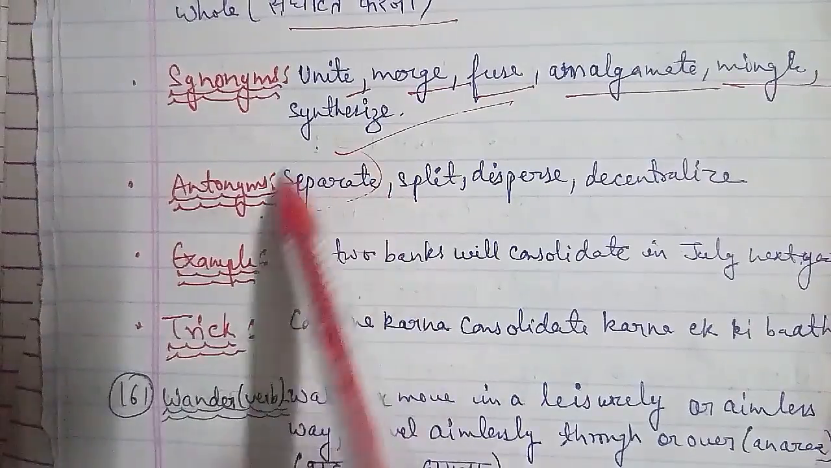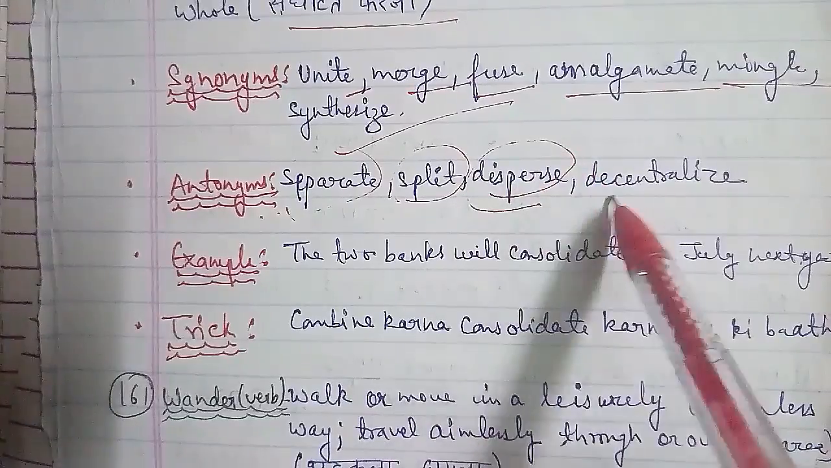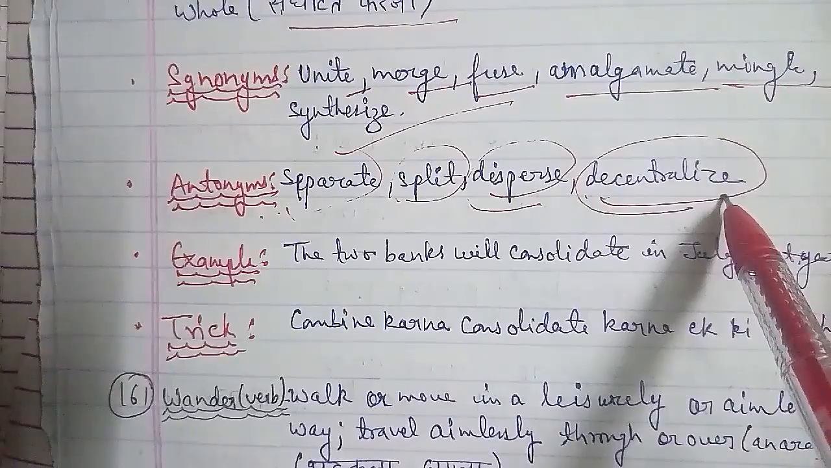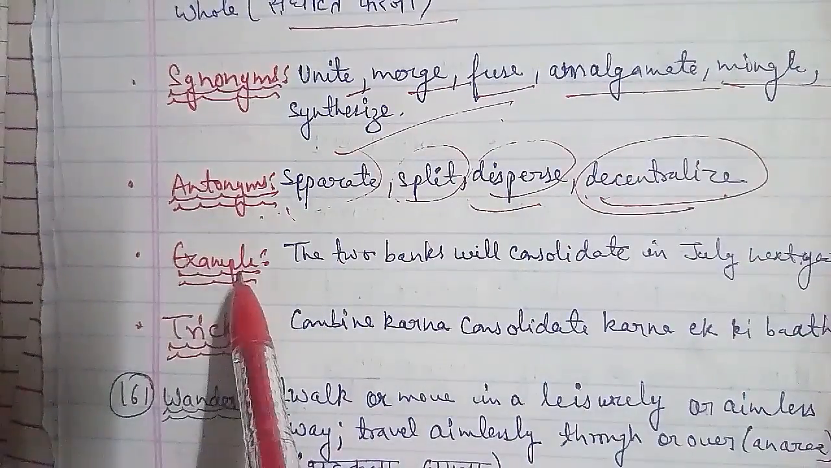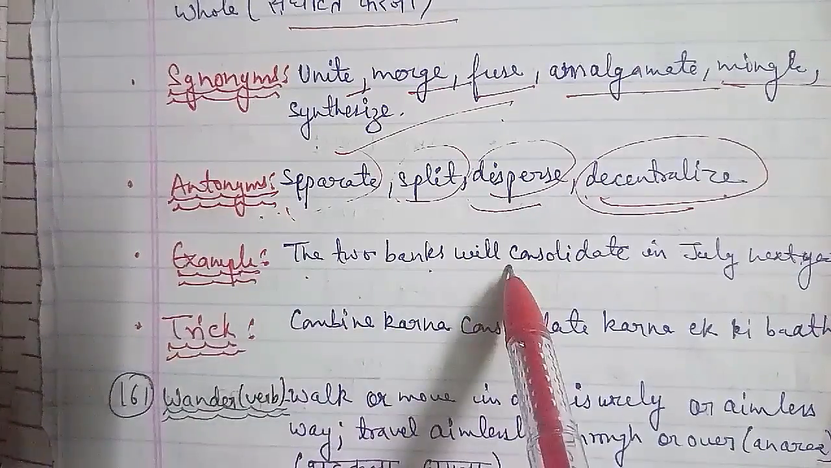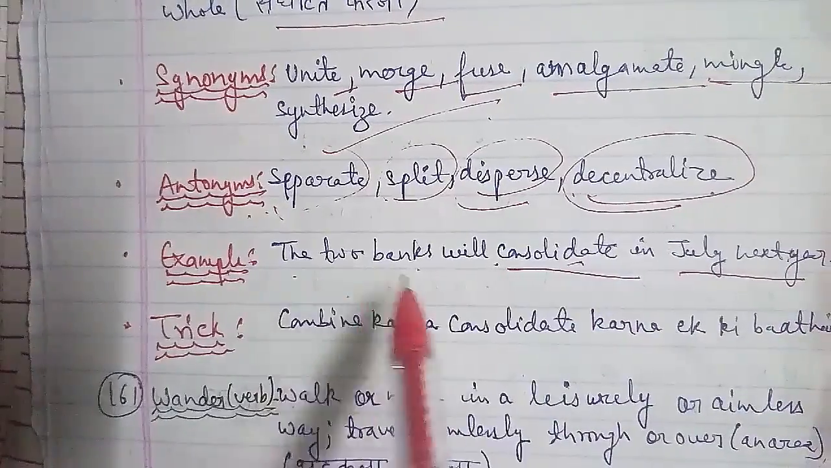Now, talking about the examples of consolidate that we have here: the two banks will consolidate in July next year. In these types of sentences, you can use the word consolidate, and you can frame sentences by using it.